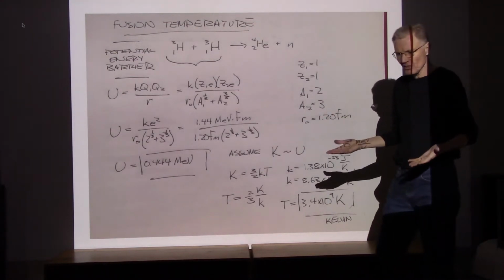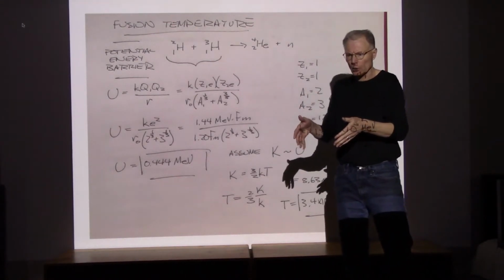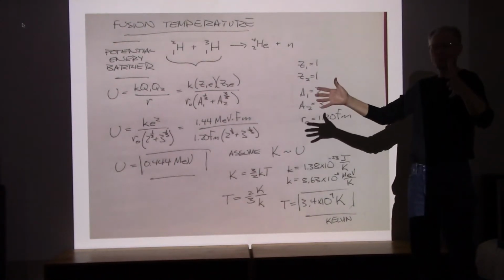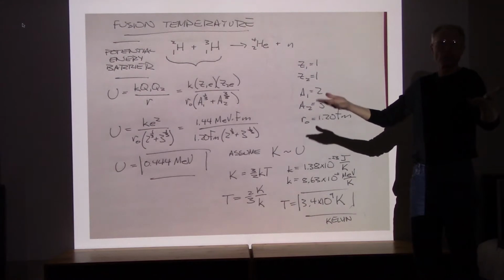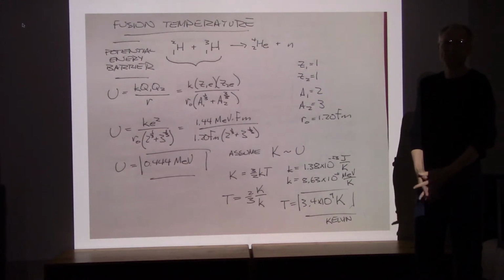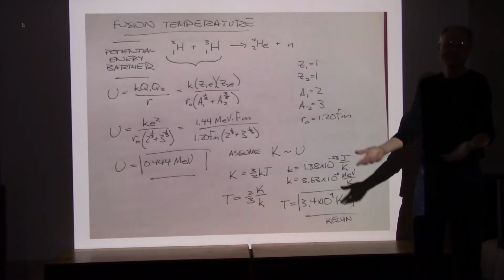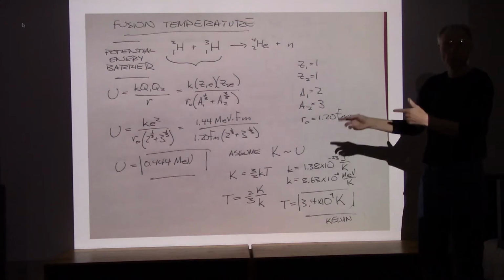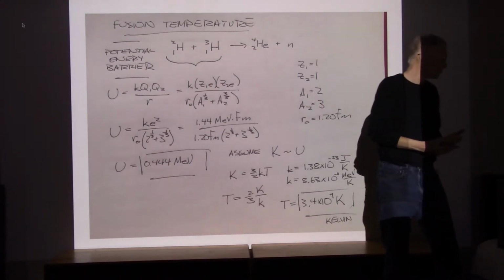What are the conditions inside the cores of stars? There are billions of Kelvin. The surface of the sun is like 5,800 Kelvin. That's nothing compared with temperatures inside the core where the fusion reactions are taking place.